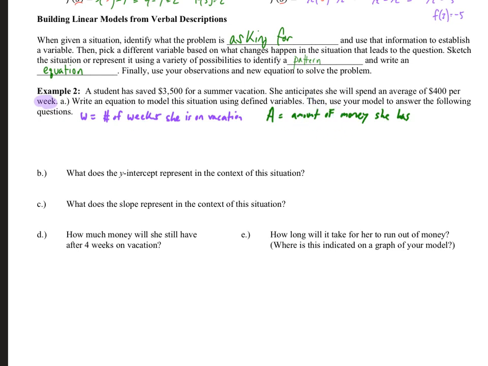So this would be the independent, and usually time we would think of as being independent. We can't change how time passes. So usually time is independent, and then the other variable, in this case money, would be dependent on it. How much money she has left would be dependent on it. So the dependent variable always acts like our y, and then the independent variable always acts like our x.